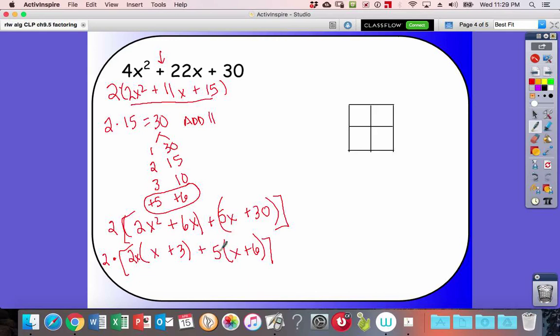Let's see where I made my mistake, because I don't want to start this video again. If I take a 2x, that's 2x squared. 2 times 3 is a 6x. If I take a 5, that's 5x. 5 times 6 is equal to 30. But these guys are not the same. So I have a problem here. Let's see what mistake I made.